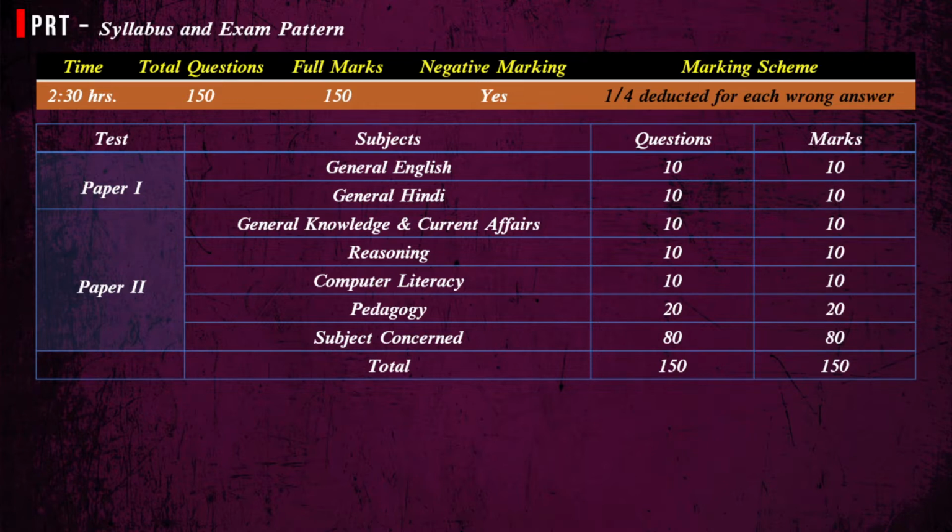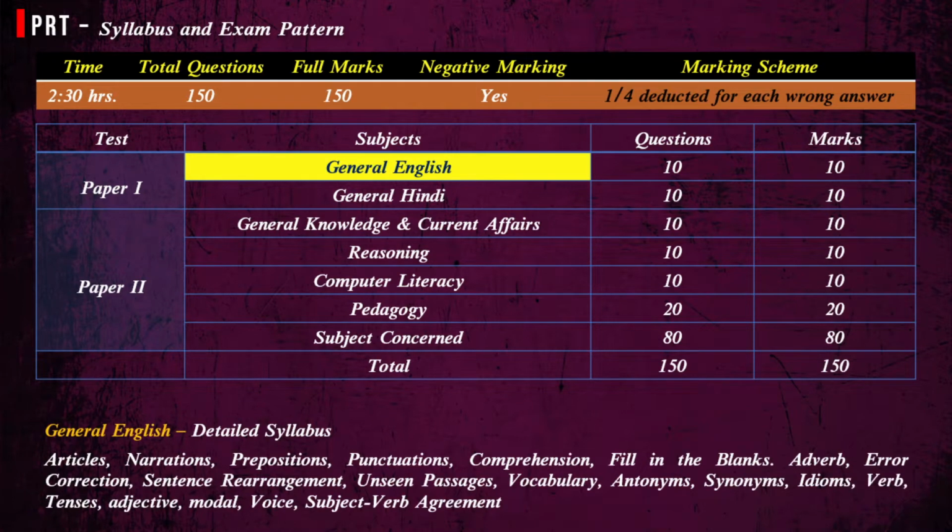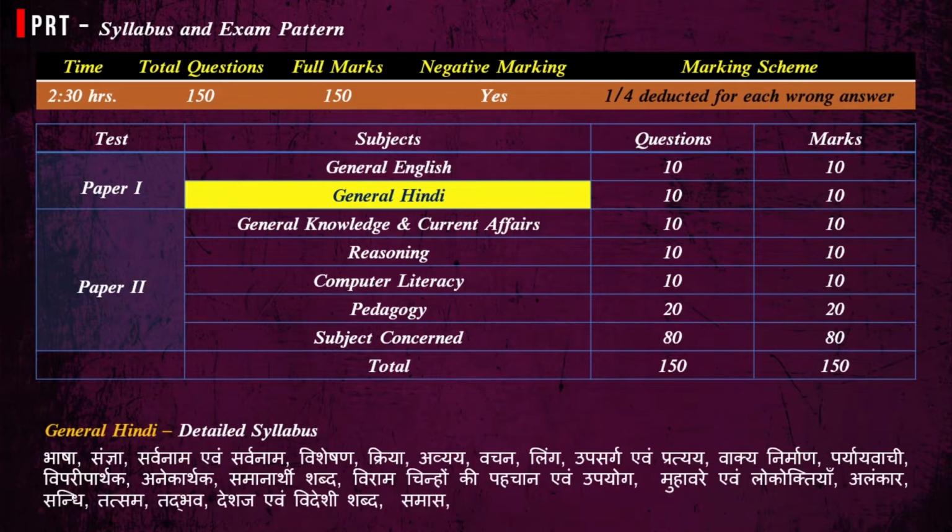Total 150 questions with 150 marks. Total time allotted is 2.5 hours. This test has two parts, that is paper 1 and paper 2. In paper 1, general English has 10 questions and general Hindi has 10 questions, with 10 marks each.